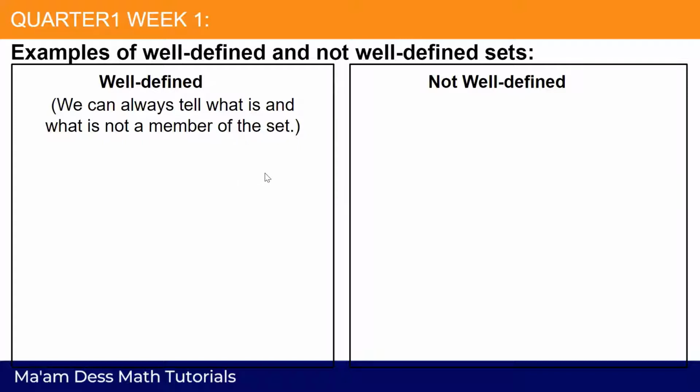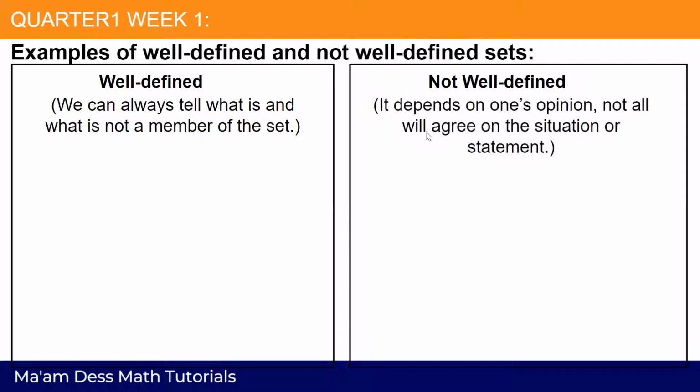Okay, so like in your class, you can identify the male and then the female. Okay, now next we have not well-defined. It depends on one's opinion. Not all will agree on the situation or statement. Okay, so that's why it is not well-defined. It depends on one's opinion. Okay, so we have different opinions. So each one of us has a different opinion.